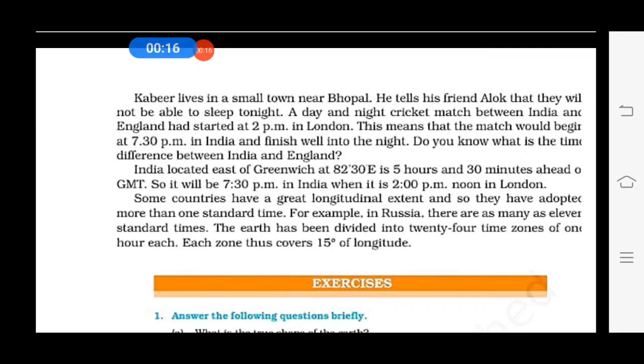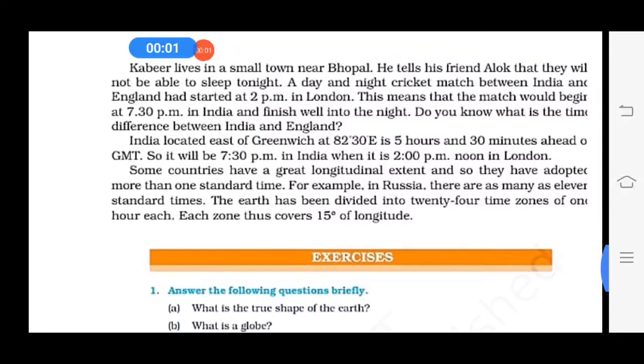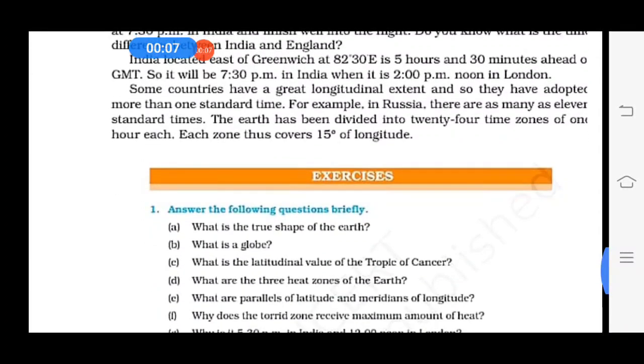When it is 12 o'clock noon at Greenwich, what will be the time in India? We are 5 hours and 30 minutes ahead, so our time will be 5 hours and 30 minutes ahead of Greenwich time. So it will be 5:30 p.m. in India. In this way, we calculate the standard time. So this was the last topic of this chapter. Here we end the chapter.